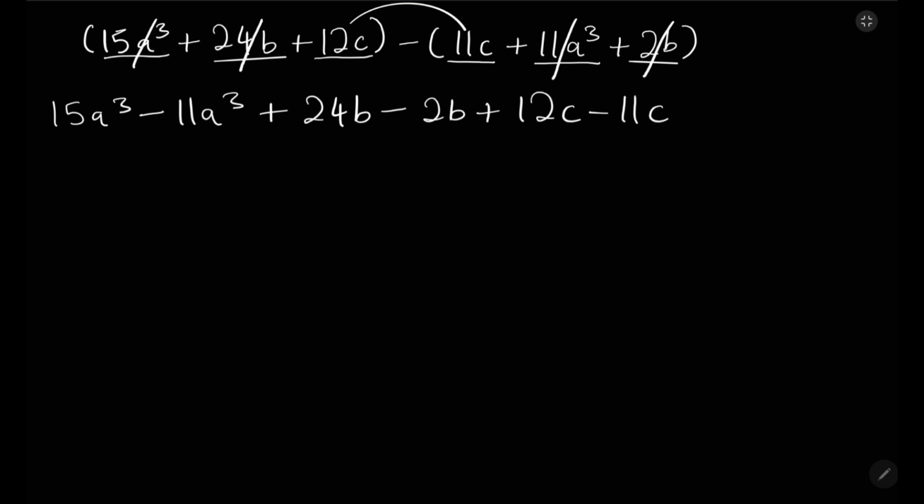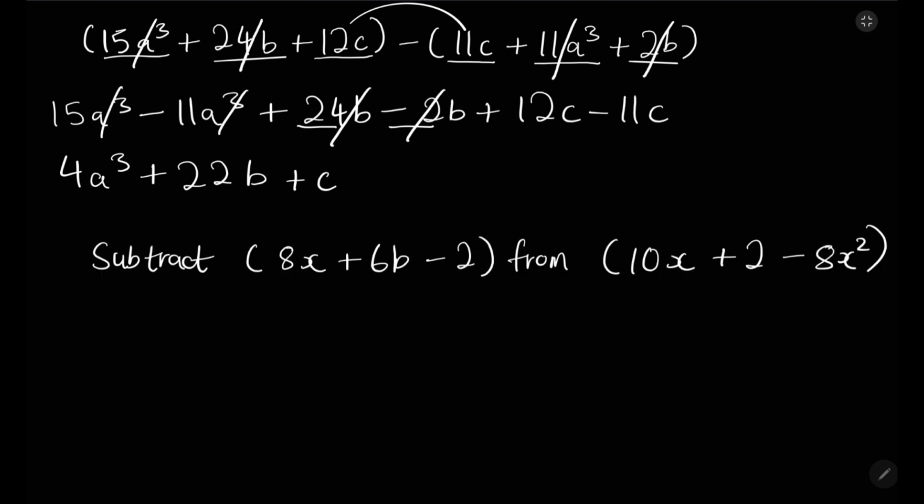Okay, now let's start with the first two terms. You have 15 minus 11, which is 4, a to the power 3. We're done with those terms. Plus, you have 24b minus 2b, which is 24 minus 2, which is 22b. We're done with those terms. We're left with 12c minus 11c, which is 12 minus 11. We're left with 1. So we just write our plus c as it's 1c.